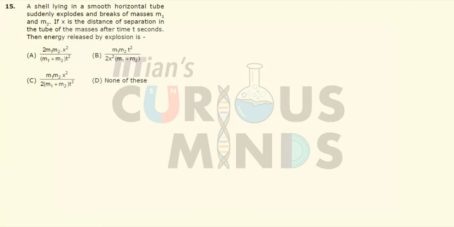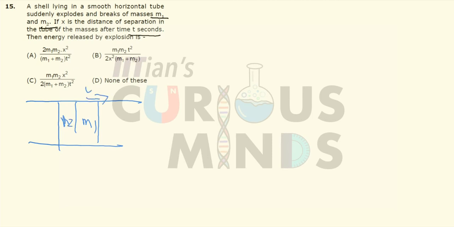A shell lying in a smooth horizontal tube suddenly explodes into two parts, m1 and m2. If x is the distance of the separation in the tube after t seconds, the energy released will be equal to. If I consider this tube over here, it contains two parts m1 and m2, and suddenly it explodes.